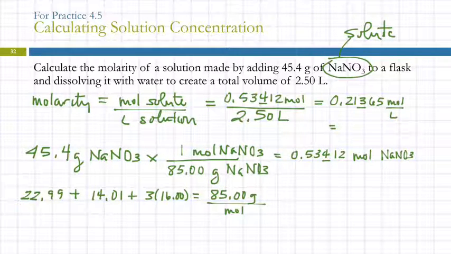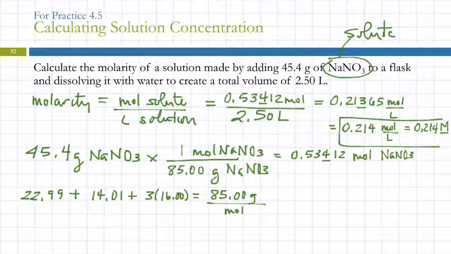And when I round that, I'm going to get 0.214 moles per liter. Another way to write that is 0.214, come on, capital M. Any questions?